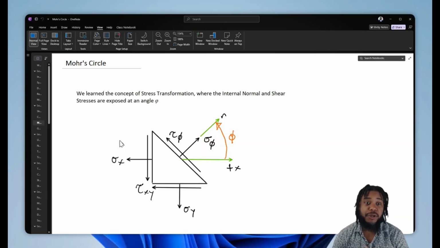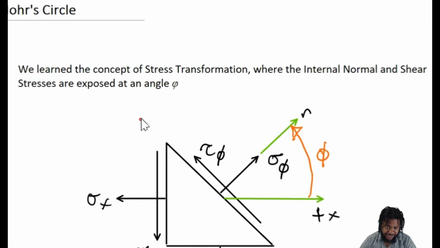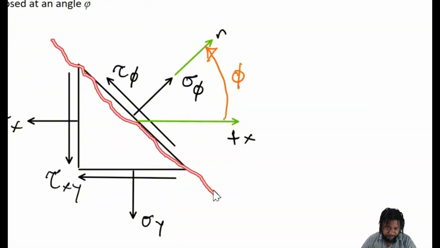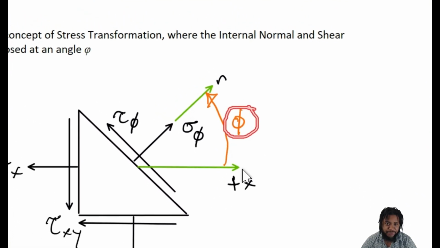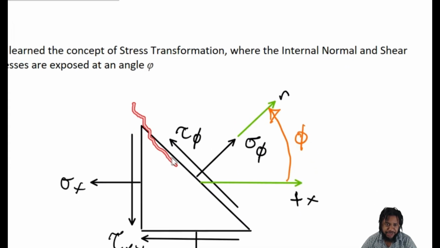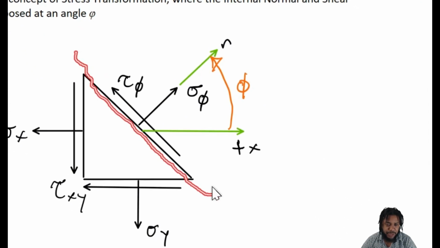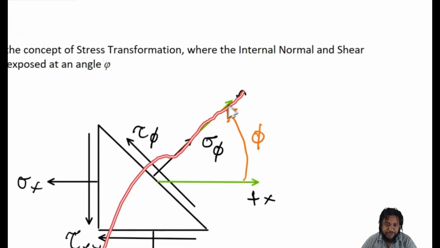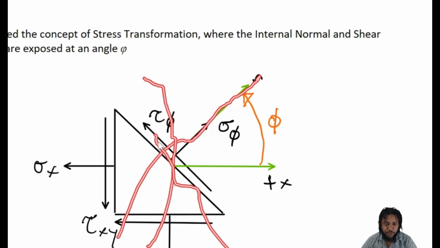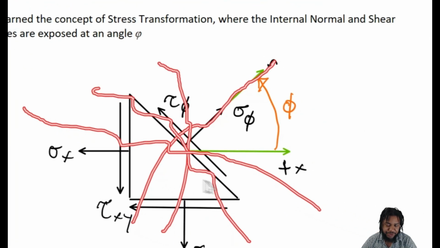In our previous video, we learned about stress and the concept of stress transformation. One of the ways we learned about it is the idea of taking a stress element and sectioning it along a particular angle, phi. Now, what if instead of sectioning it only at one angle, we took our geometry and sectioned it at every conceivable angle over 360 degrees?